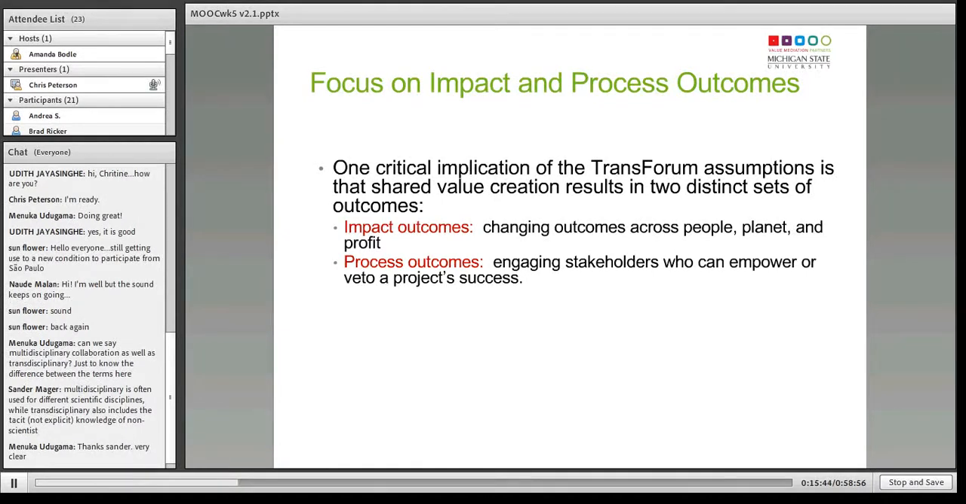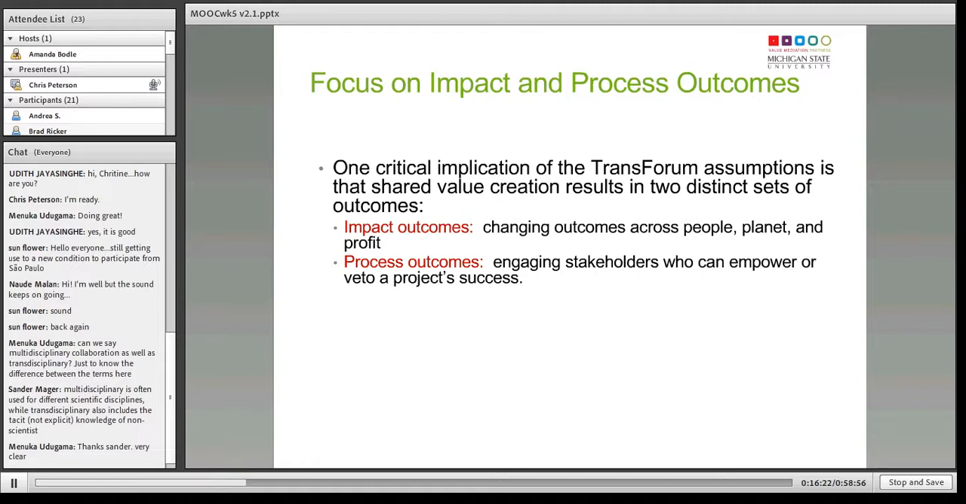But in addition to monitoring those kinds of outcomes and producing them, you've also got to care about the process that project participants go through as you build the project. You have to have engaged stakeholders. And what you need to understand about stakeholders is that they can empower the success of the impact outcomes, or they can veto a project's success.